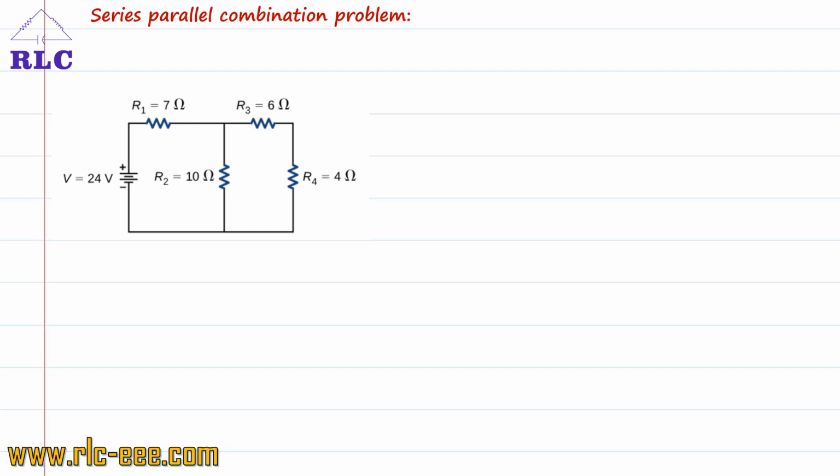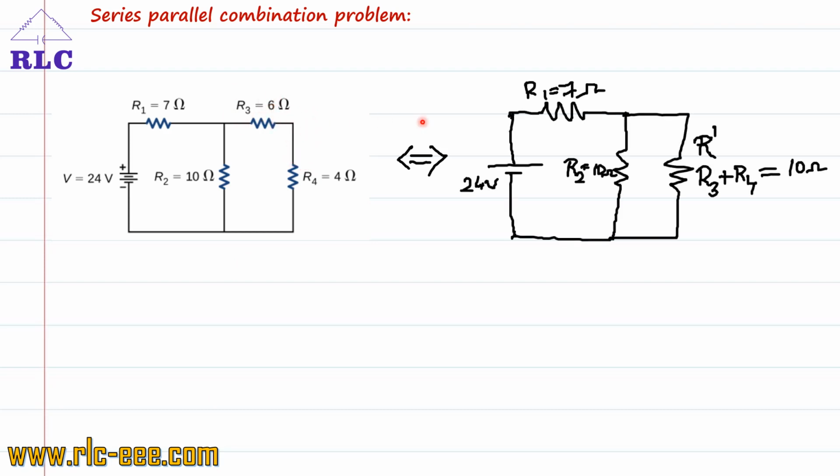Since R3 and R4, how are they connected? They are connected in series, correct? So I can add 6 plus 4, correct? So how to draw it? You will get R3 plus R4, they are connected in series. So I will get 6 plus 4 as 10 ohms and I have named it as R dash.